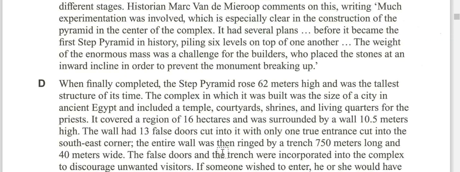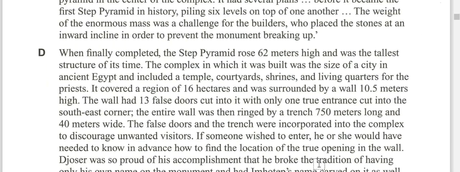The entire wall was then ringed by a trench 750 meters long and 40 meters wide. The false doors and the trench were incorporated into the complex to discourage unwanted visitors. If someone wished to enter, he or she would have needed to know in advance how to find the location of the true opening in the wall.